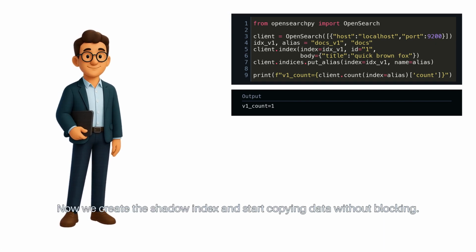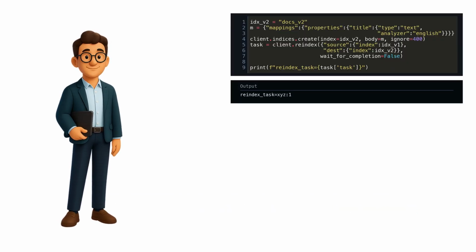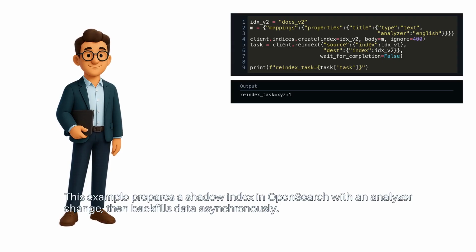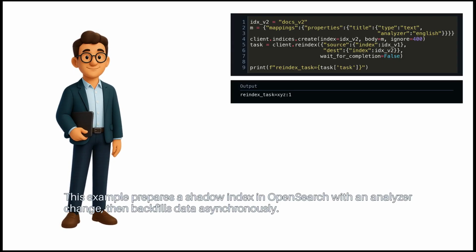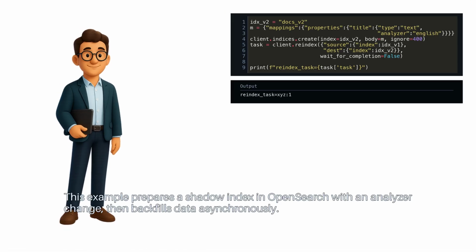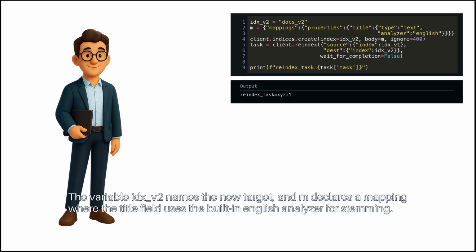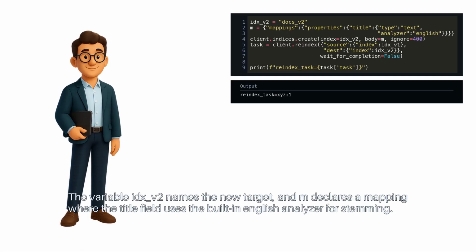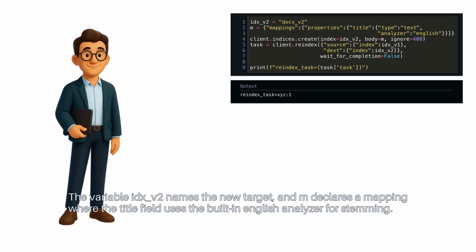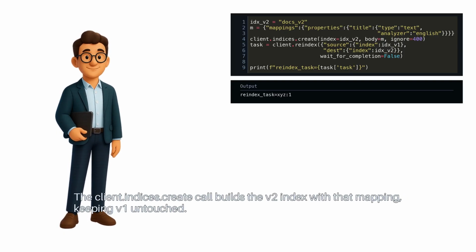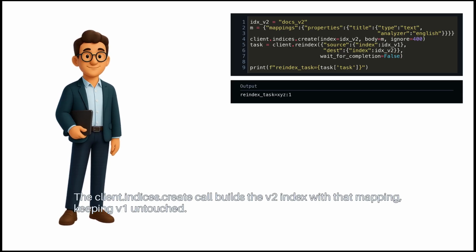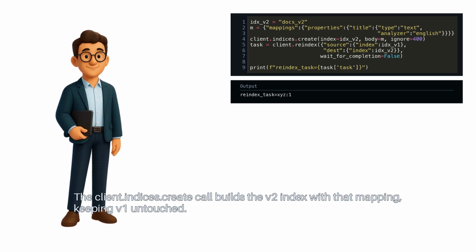Now, we create the shadow index and start copying data without blocking. This example prepares a shadow index in OpenSearch with an analyzer change, then backfills data asynchronously. The variable IDXv2 names the new target, and M declares a mapping where the title field uses the built-in English analyzer for stemming. The client.indices.create call builds the v2 index with that mapping, keeping v1 untouched.